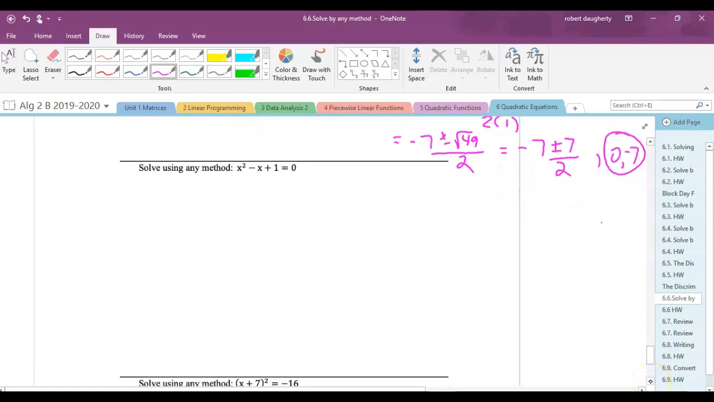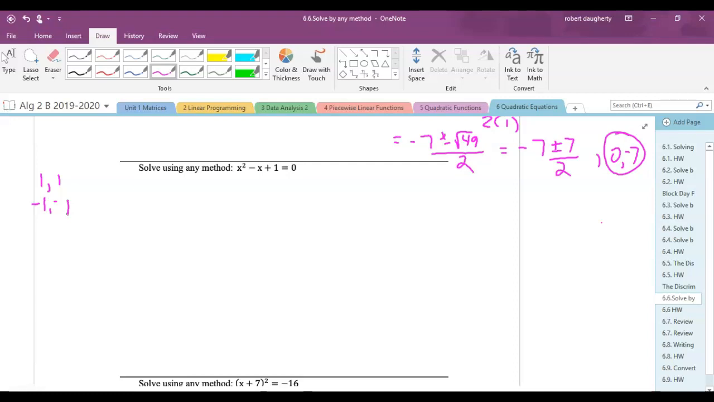What about this one? If it factors, what do I need? Multiply to 1 and add to negative 1. My only choices are these. These two numbers add to 2. These two numbers add to negative 2. This will not factor, okay? It will not factor, so I can do either completing the square or quadratic formula. What do you want to do?